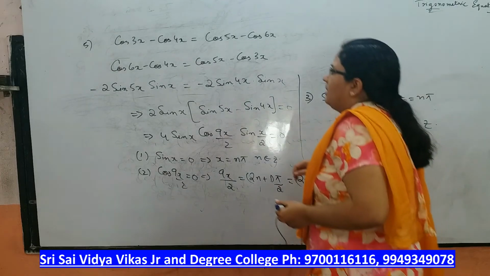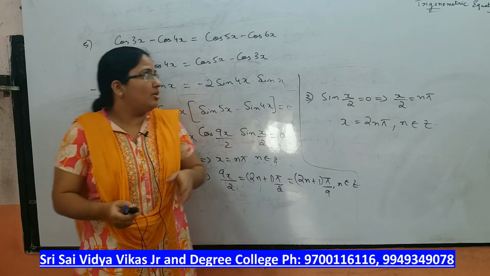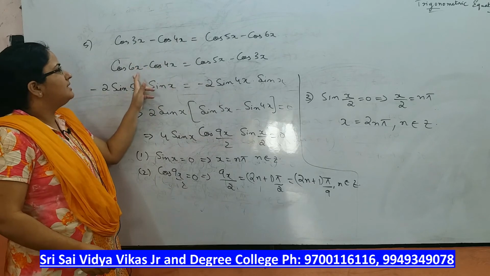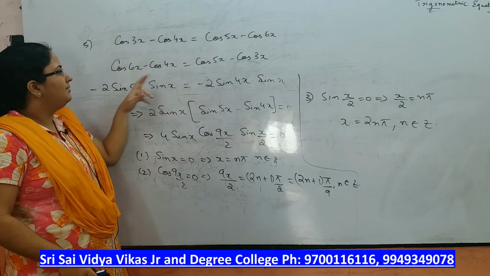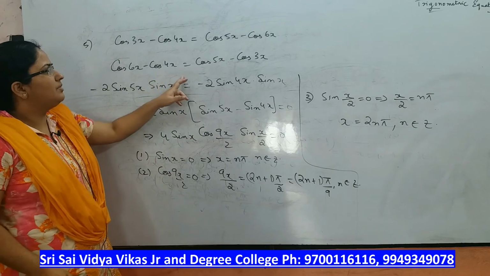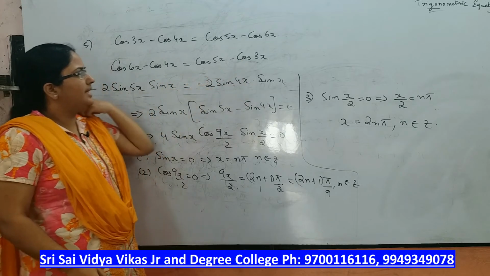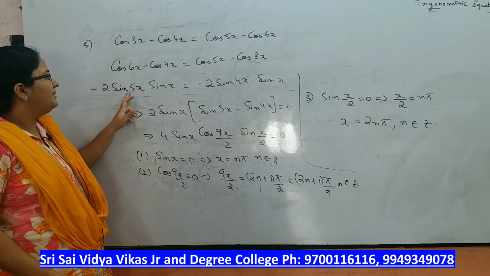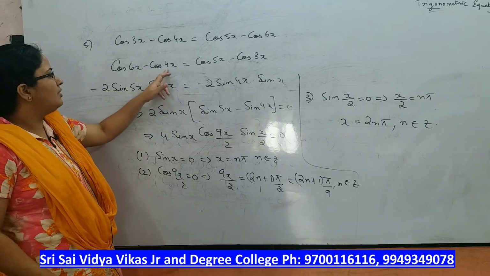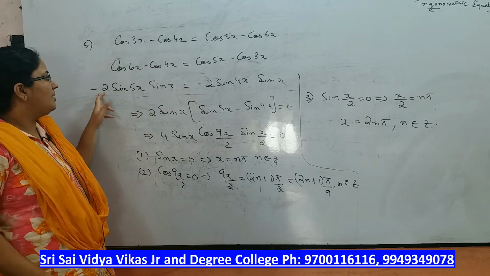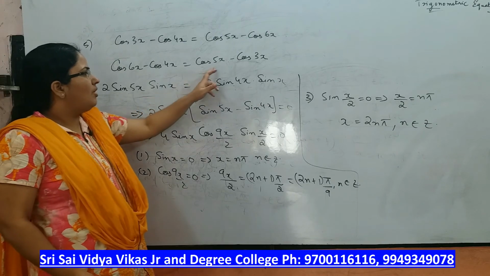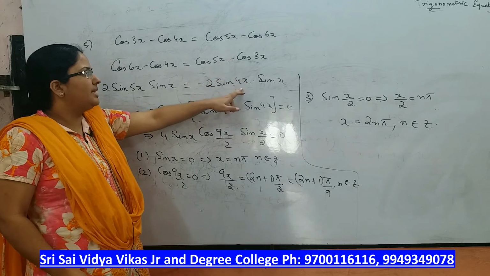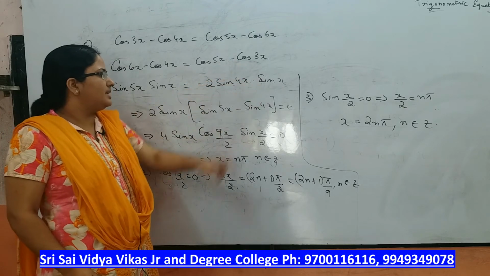You have the next problem: cos 3x minus cos 4x is equal to cos 5x minus cos 6x. Bring cos 6x this side, take cos 3x that side. You have cos 6x minus cos 4x is equal to cos 5x minus cos 3x. Now cos minus cos is minus 2 sin sin: minus 2 sin((6x plus 4x)/2) sin((6x minus 4x)/2). That means you will get minus 2 sin 5x sin x. Cos minus cos is minus 2 sin sin, so you get minus 2 sin 4x sin x, since (5x plus 3x)/2 is 4x and (5x minus 3x)/2 is x.